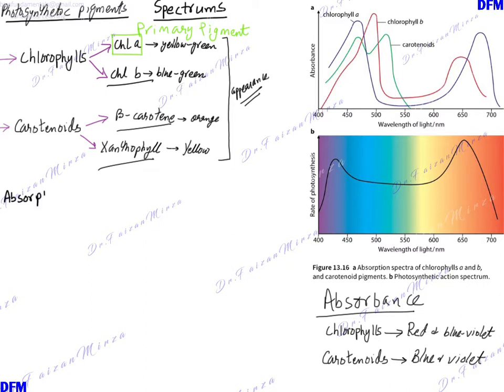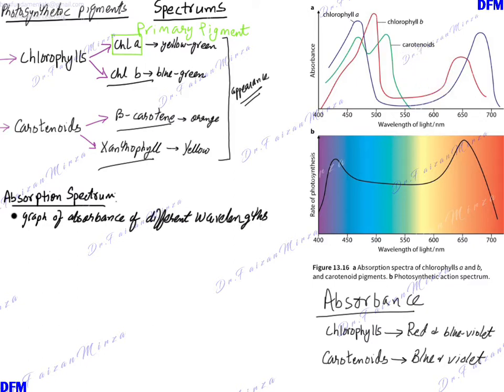What are spectrums? There are two types of spectrums that you need to cover: absorption spectrum and the action spectrum. What's an absorption spectrum? This graph here is the absorption spectrum. This graph actually shows you the absorbance of different wavelengths of the visible range, which is being absorbed by different pigments. For example, chlorophyll A, chlorophyll B, carotenoids.